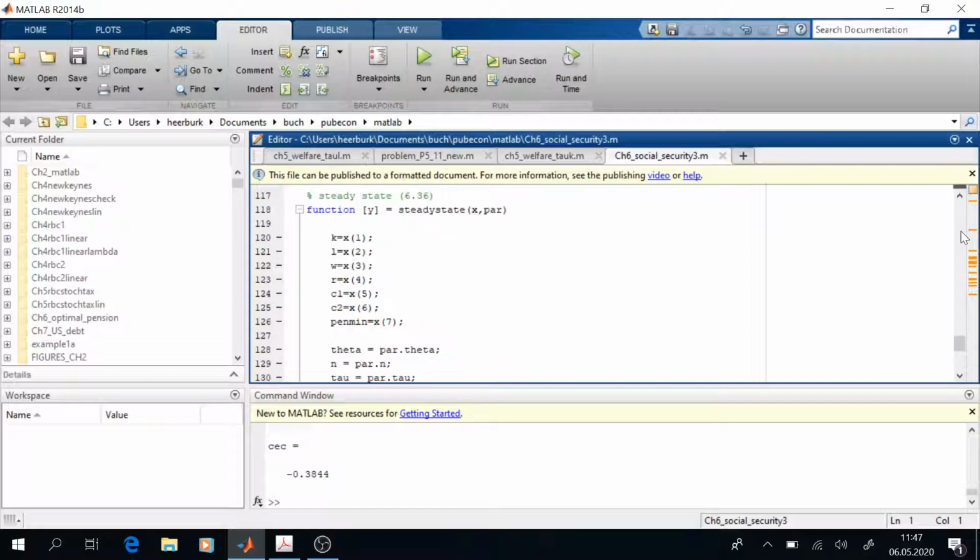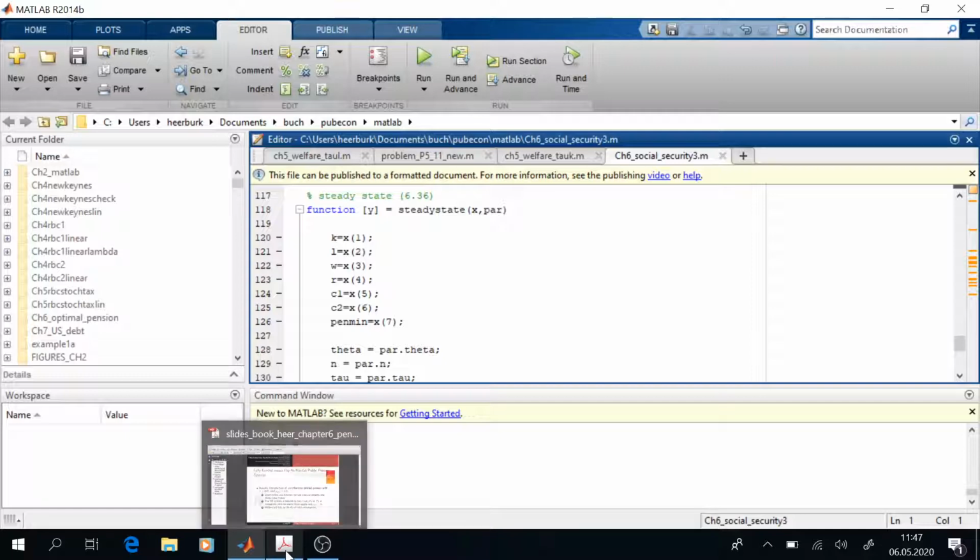So the 7 endogenous variables here are K, L, W, R, C1, C2. Tau and rho pen are given. Rho pen is the progressivity index of our pension system, tau is the contribution rate, and then the endogenous variable here is pension min, the lump sum component. Okay, so let's get back to the slides.